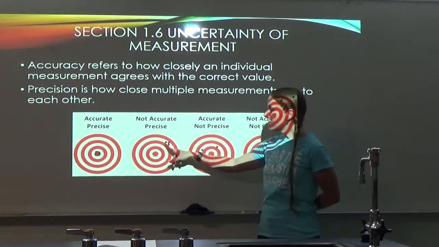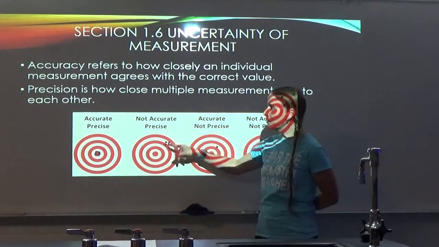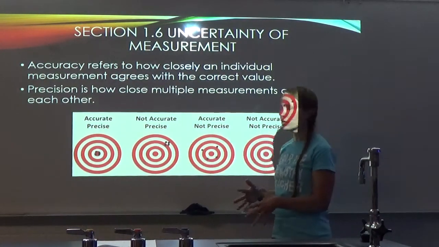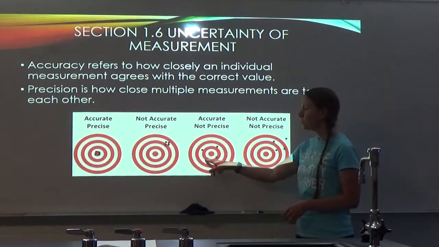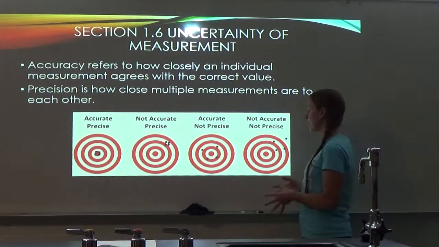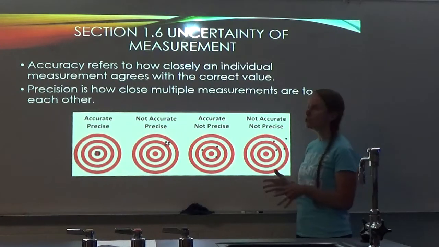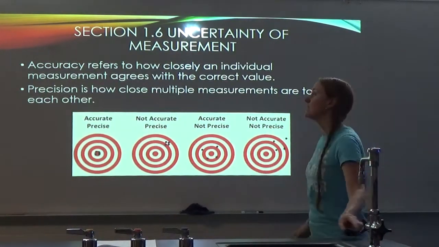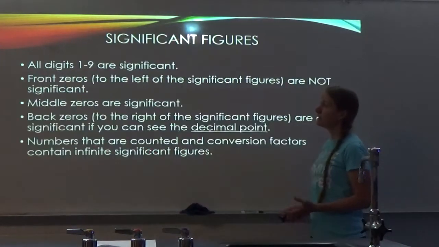However, if we get the wrong answer over and over again, but at least they're close to each other, usually that's easy for us to figure out what's going on. The problem is, of course, that they're just all over the place. That's the hardest situation to fix. But really in science, we want both accuracy and precision.